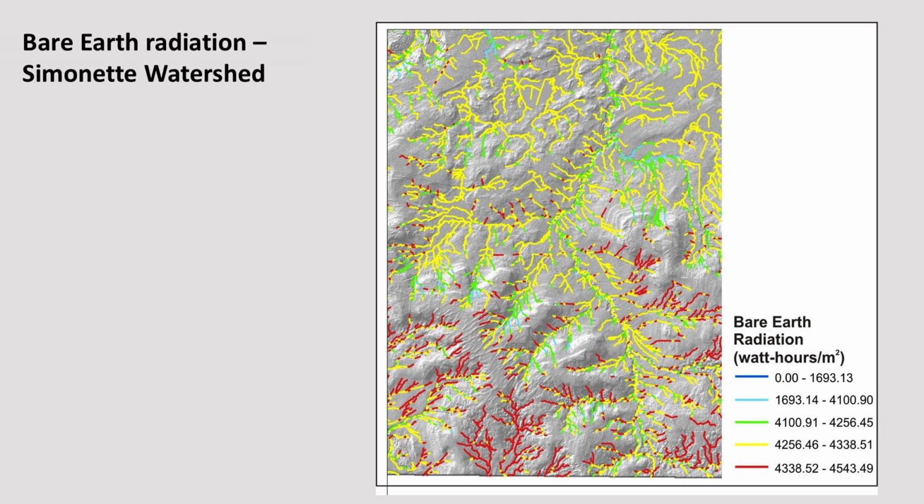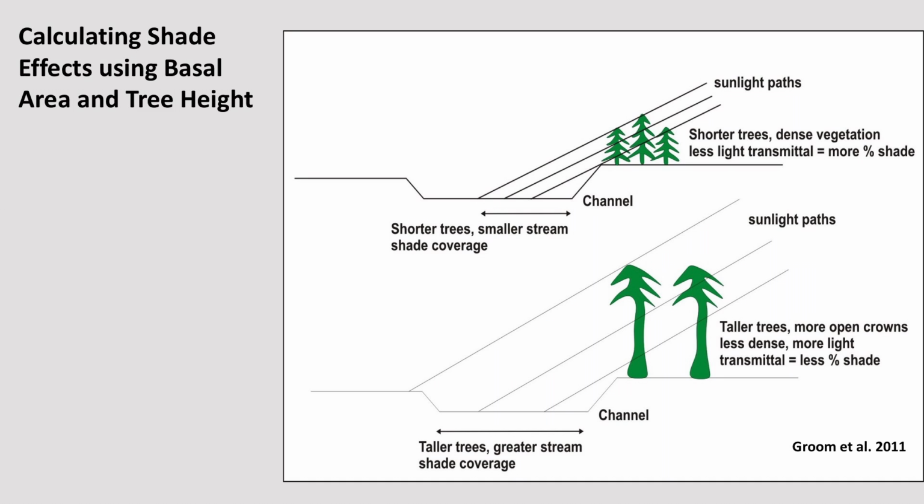And look at just the role of aspect of the stream. If the stream is facing south, it gets a lot more sun, right? And if they're facing north, they get a lot less. And so you get that kind of spatial pattern, which you can think of in terms of sensitivity. For example, what if this watershed burned down and there was no vegetation left? Which streams are more likely to heat up?